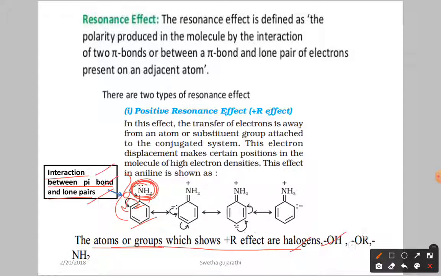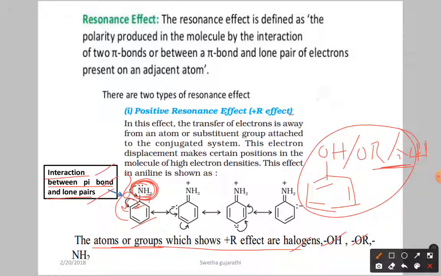Other examples of atoms or groups which show the plus R effect are halogen, OH, OR. If a group like OH or OR is present along with the NH2, or any other aniline like primary or secondary amines, the NH groups, all of them can show the plus R effect, meaning the lone pair of electrons is shifting towards the ring. So this effect is called the positive resonance effect. To show the resonance effect, definitely the molecule should be in conjugation.